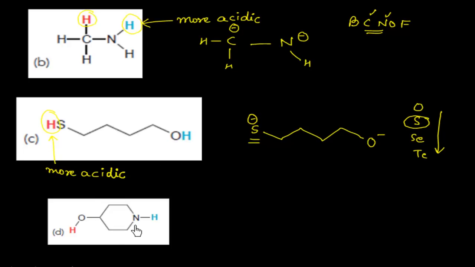Now let us say this one again. We have the same idea. So one negative charge on nitrogen, another negative charge we have on oxygen, and nitrogen and oxygen lie in the same period. We have to see the electronegativity. Oxygen is more electronegative, so this is more stabilized. So this means the hydrogen attached to oxygen is more acidic.